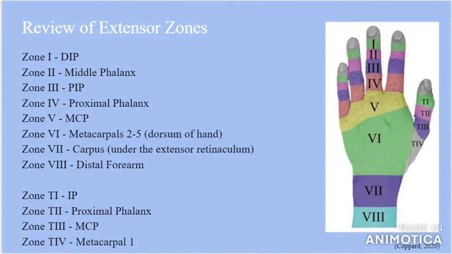So just for a quick review of the extensor tendon zones of the hand that we learned in Kines, there are 8 zones from the DIP to the distal forearm, and 4 thumb extensor zones, each of which is associated with a bone or joint of the hand or upper extremity. Later, I will go briefly into injuries of zones 1 and 3, and more in depth with zones 5 and 6.